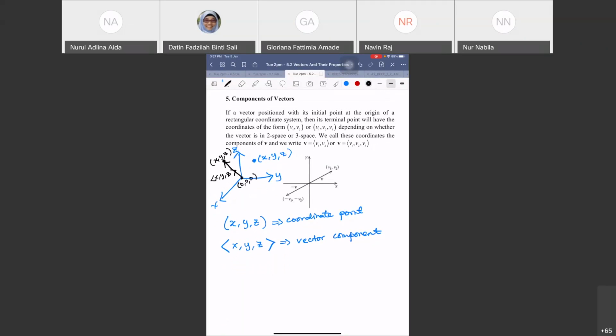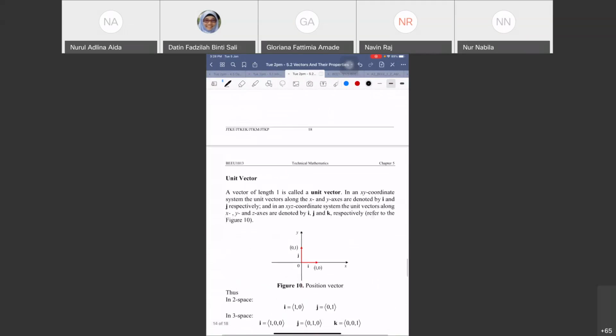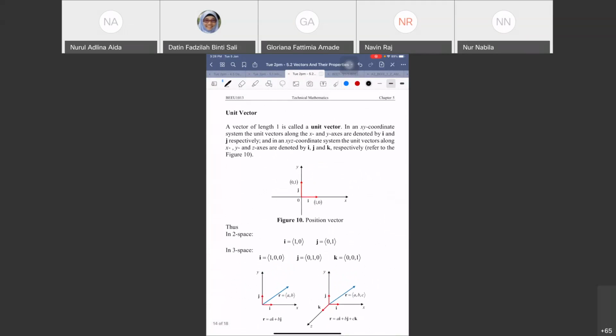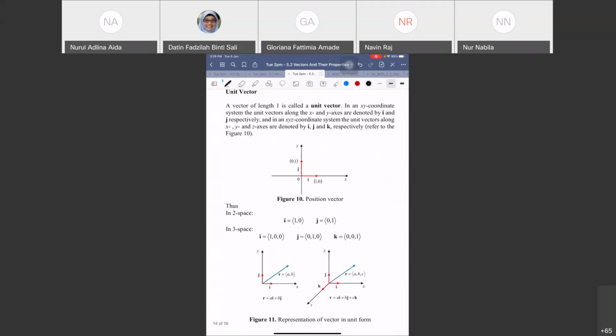The explanation for this I have almost at the end, but maybe I can just highlight this again. We will come back to this at the end for unit vector. But as of now, this is just to show you what we mean by a unit vector, because this unit vector can also be another representation of vector component.